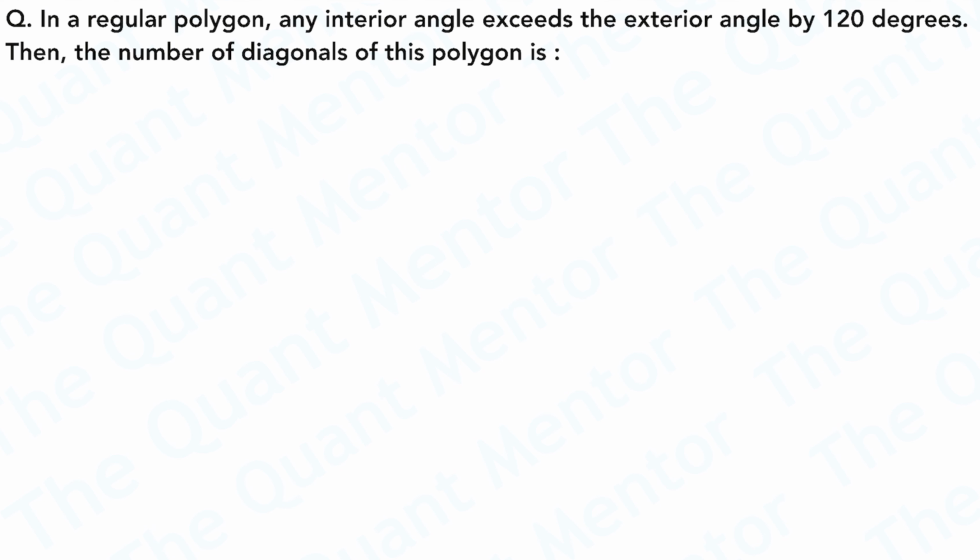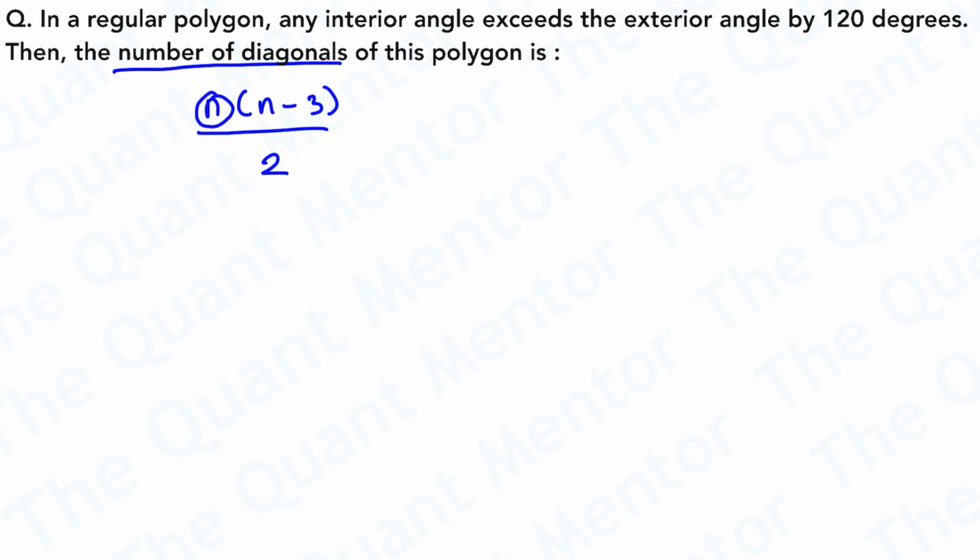So let's start. In a regular polygon, the interior angle exceeds the exterior angle by 120 degrees, then the number of diagonals of this polygon is. So for any polygon, the number of diagonals can be given as n(n minus 3)/2, where n is the number of sides. Here I need the value of the number of sides of the given polygon.